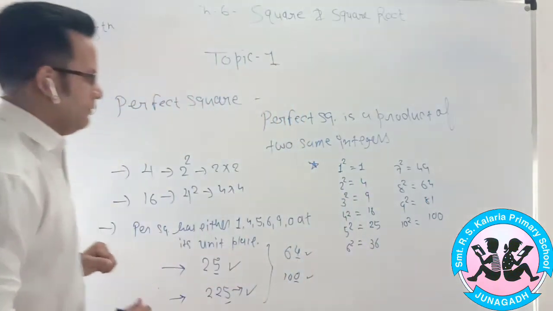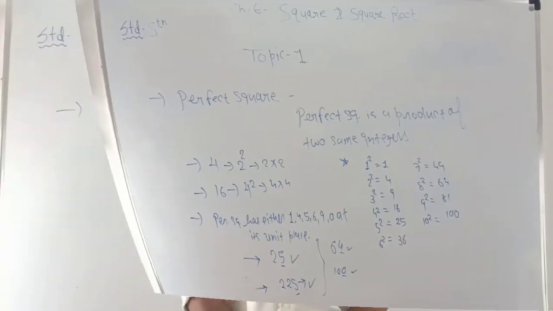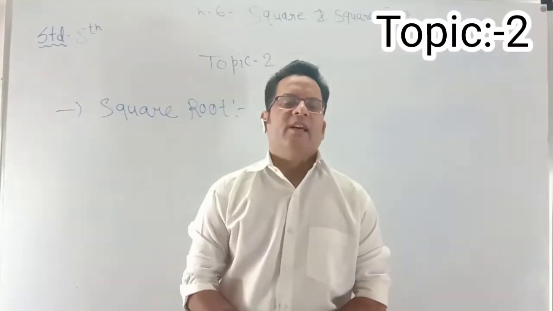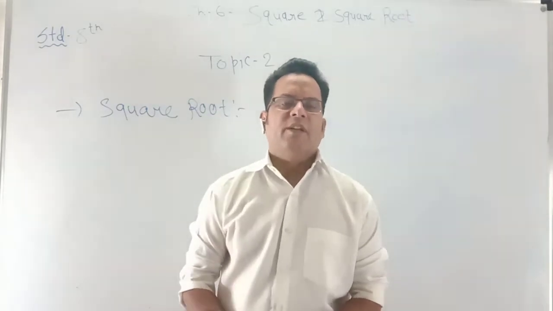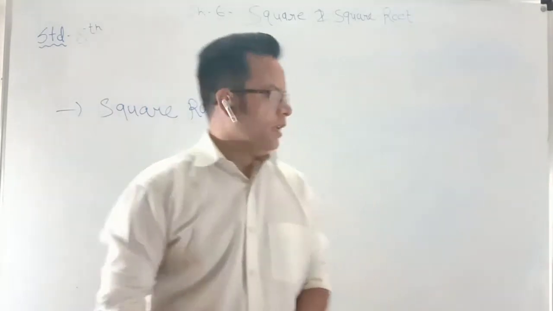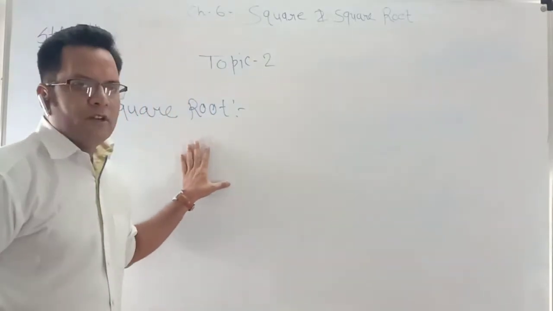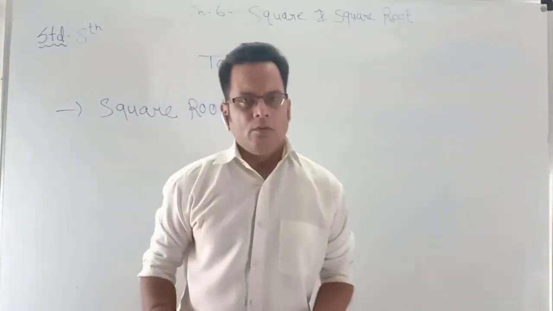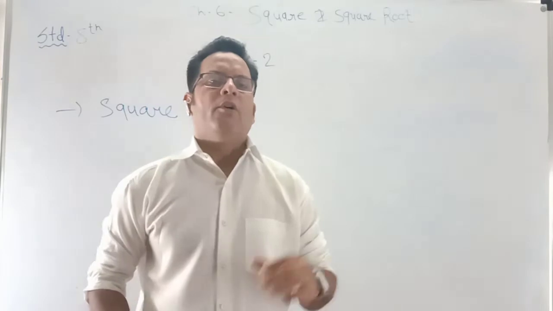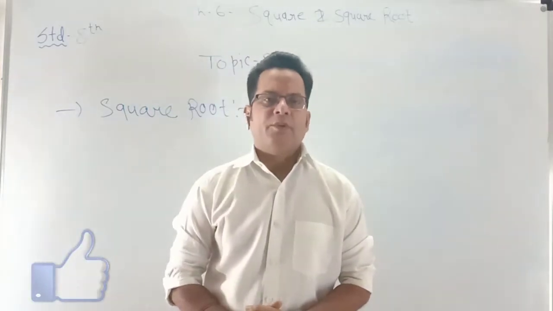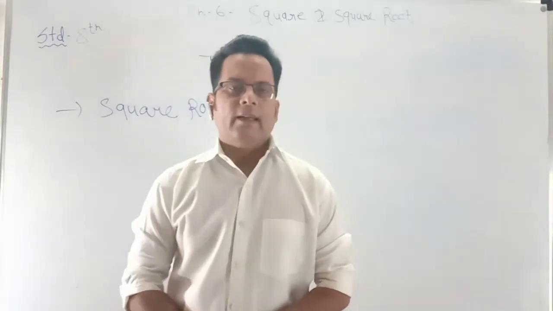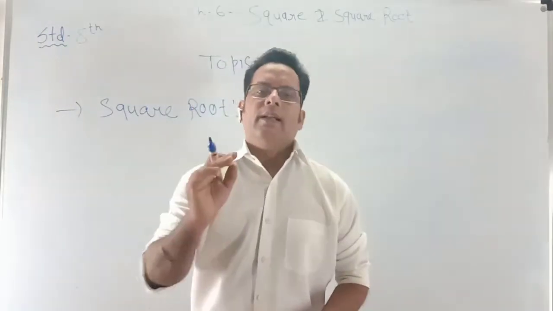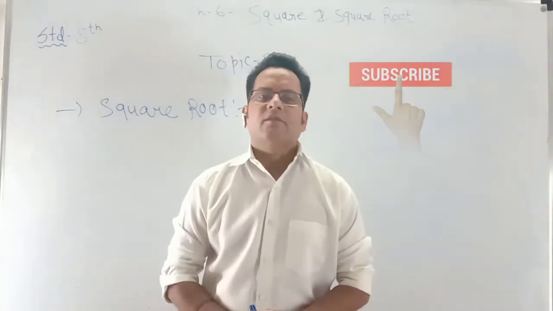Topic number 2, that is square root. We talked about perfect square. Now what is square root? First of all, the definition: a perfect square is obtained by squaring an integer, and that integer is called the square root.